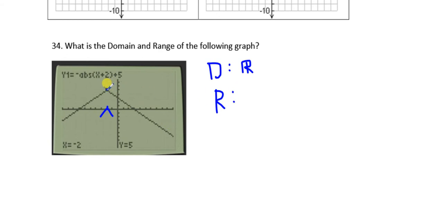And y is going to go down to infinity, but it will never go up above 5, because this part of the graph here is the lowest it can be, because absolute value turns things positive. The lowest it can be, or the highest it can be because it's negative, is when this thing is 0, and then we're adding 5. So the range is, it's going to always be below. Y is less than or equal to 5.